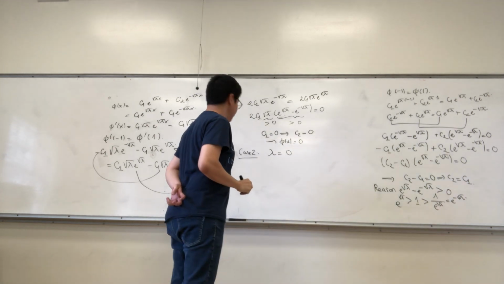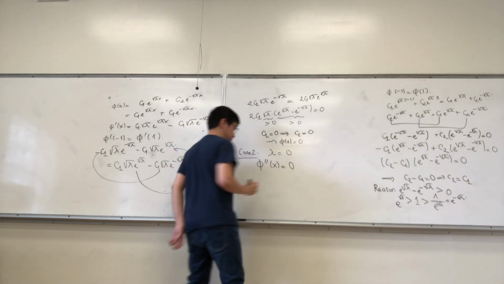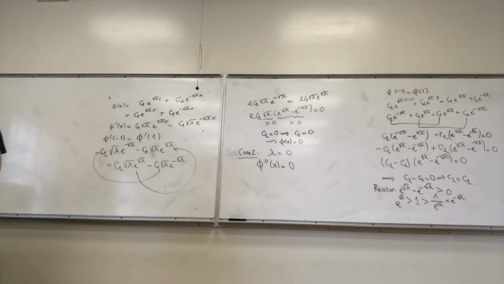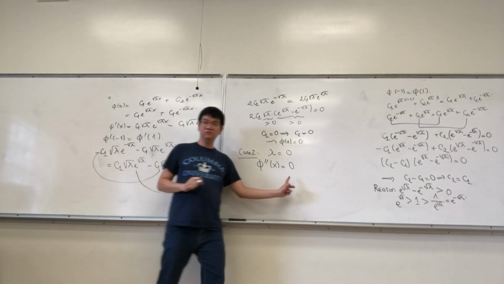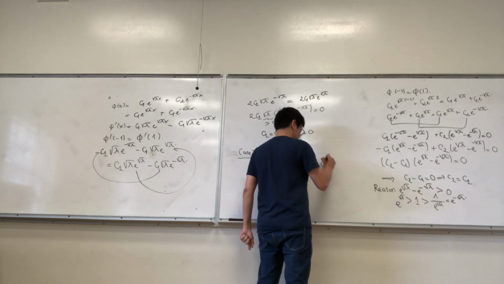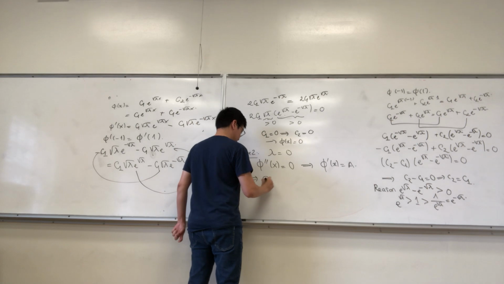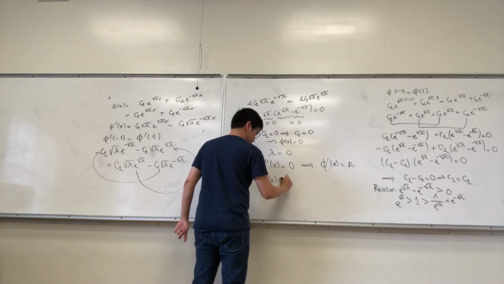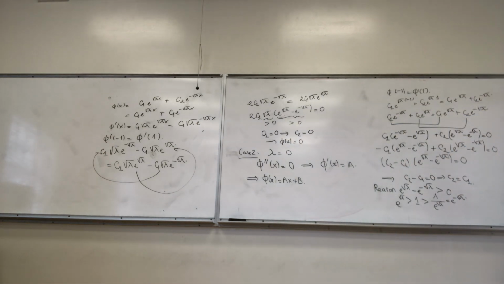Right, so when lambda is 0, you're going to have phi double prime of x equal to 0, right? What can I say about phi? Yes? Phi equals ax plus b. Because the second derivative of phi is 0, the first derivative has to be a constant, right? Which means that the function has to be ax plus b. All right? Okay, questions?